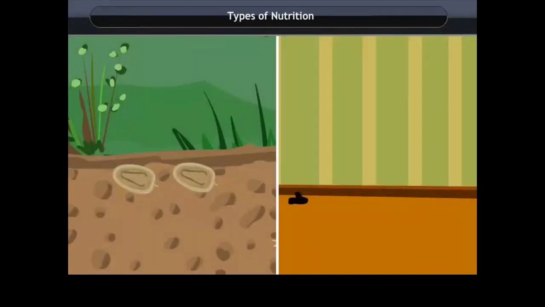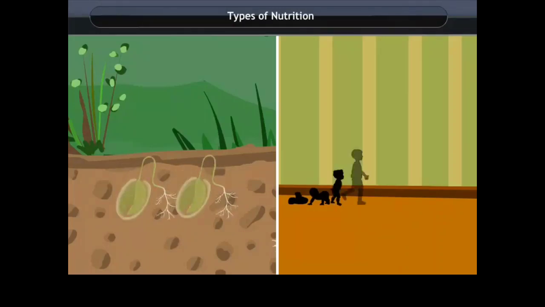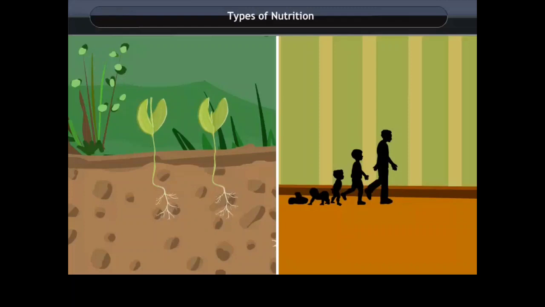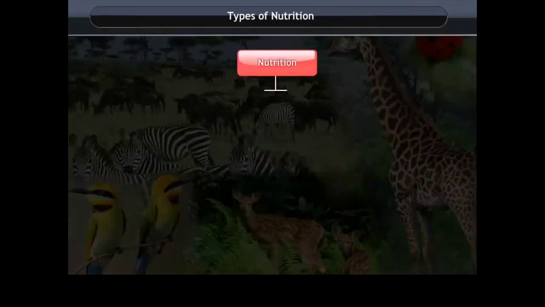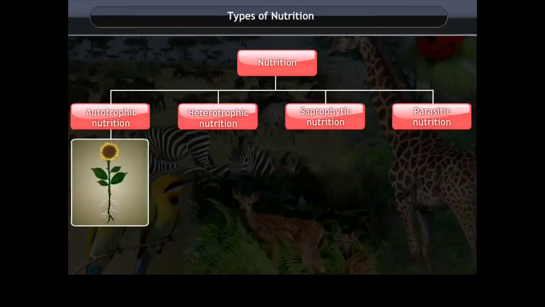Types of nutrition. The nutrients are required for the proper growth and development of living organisms. Nutrients provide energy that is needed to carry out the metabolic functions of the body. Nutrition can be autotrophic or heterotrophic. Plants are the only living organisms that synthesize food for themselves. Thus, plants are autotrophs. The word auto means self, and this mode of nutrition is called autotrophic nutrition.